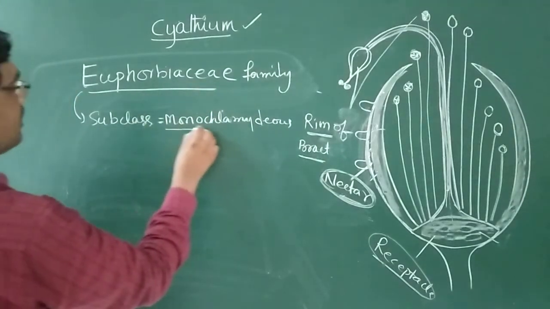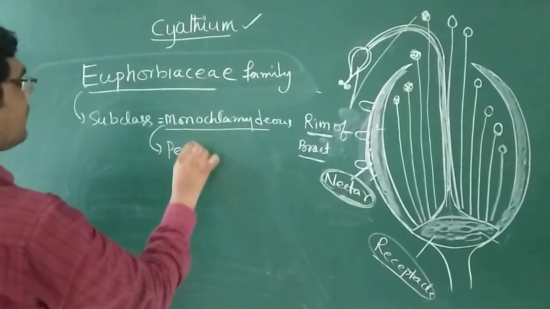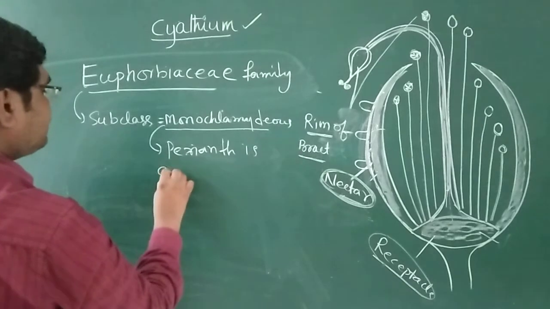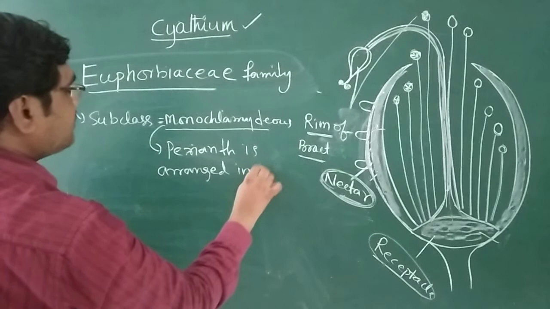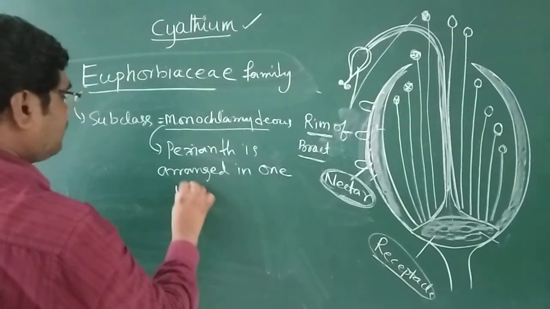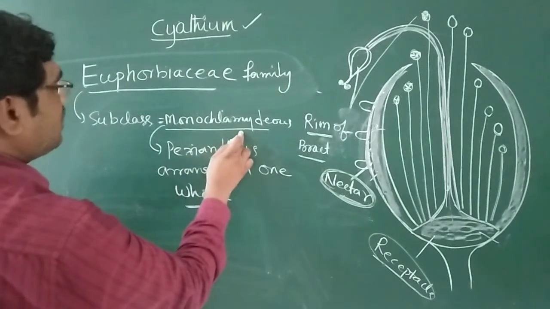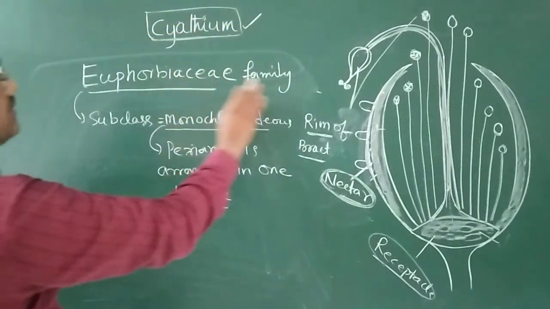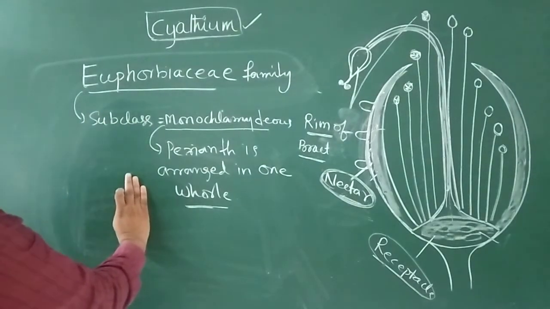Next, what is the monochlamydeous condition? The perianth is arranged in one whorl. Okay? So this is monochlamydeae. But in Cyathium inflorescence, there are no sepals. This is the most important character in Cyathium.